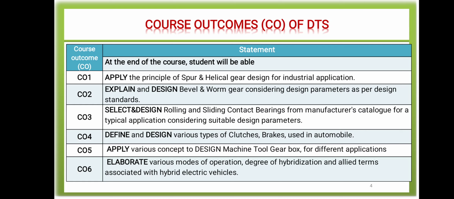CO number 4, to define and to design various types of clutches, brakes used in automobiles. CO number 5, to apply the various concepts to design machine tool gearbox for different applications. CO number 6, to elaborate various modes of operation, degree of hybridization and allied terms associated with the hybrid electric vehicles. So this is all about the course outcomes.